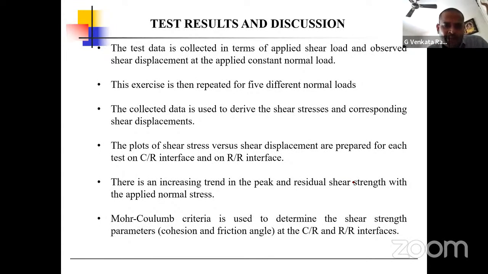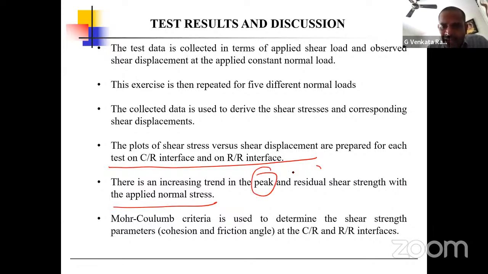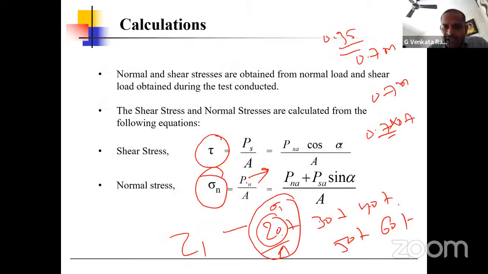Similarly, we have to conduct the tests for both concrete over rock interfaces as well as rock over rock interfaces. Then there is an increasing trend in the peak and residual shear strength with applied normal stress. But one more concept is there: peak and residual. So what is the meaning of peak and residual?